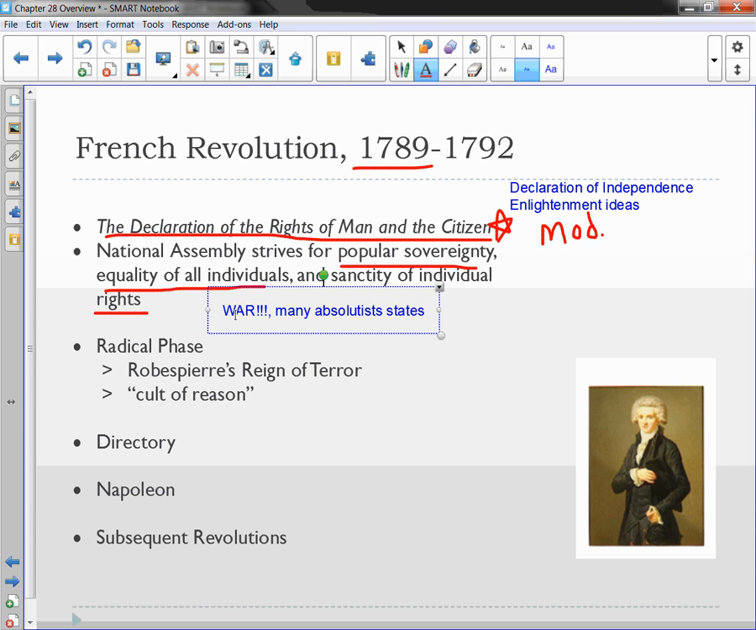So partially because of all of the hunger from the still not good harvests, partially because of this war and people being conscripted into the army, partially because the National Assembly promised a lot but really couldn't deliver on many of those promises, the French Revolution enters the radical phase.